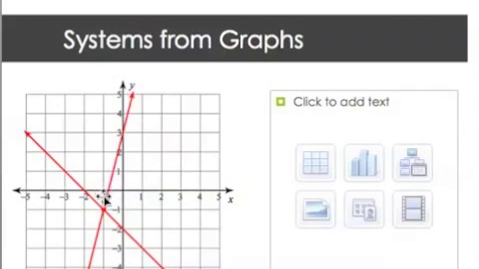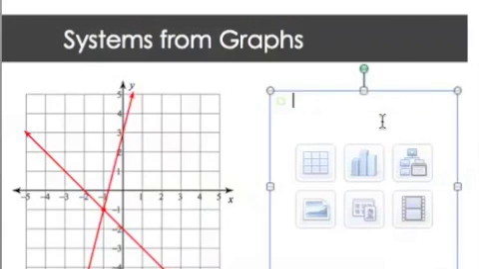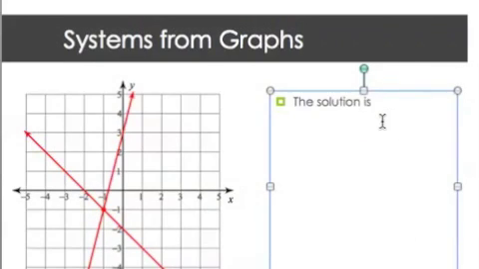So that's (-1, -1). So you're going to put, the solution is (-1, -1). Right? Very, very simple. Solution is just where the lines cross. Very basic right now.